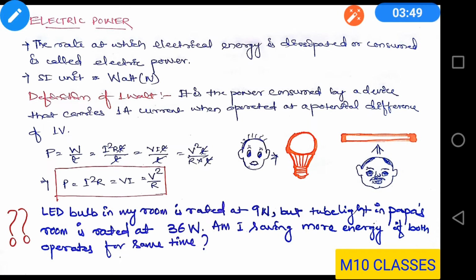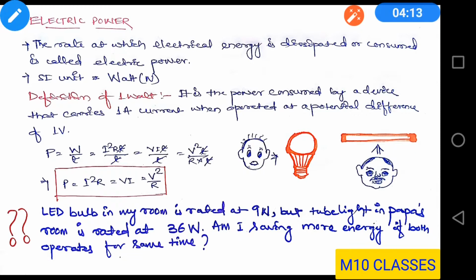Now if you look at any electric appliances at your home, each has a particular power rating. You might have seen that LED bulbs are rated 9 watt, tube lights 36 watt, and suppose a fan is rated 500 watt, and an electric heater 1000 watt. What is this watt? This is the power rating.